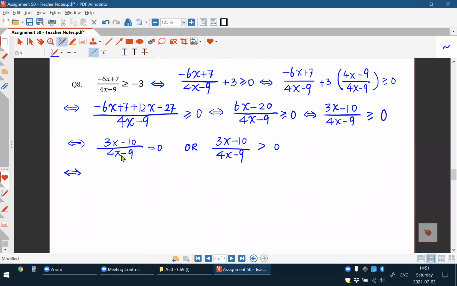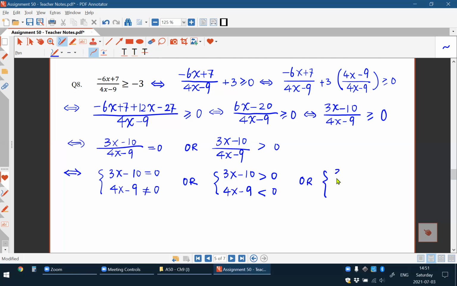And the solution of the equation is numerator must be 0, and at the same time, denominator cannot be 0, right? Or we have a ratio that is above 0. That means the signs in front of the numerator and denominator must be the same. So we can either have a positive numerator and at the same time a positive denominator, or we can have a negative numerator and at the same time a negative denominator as well, right?